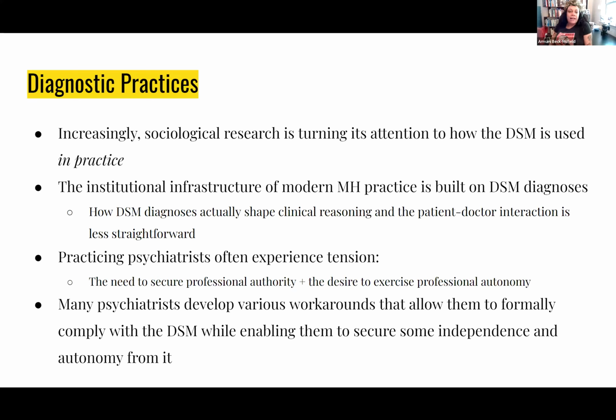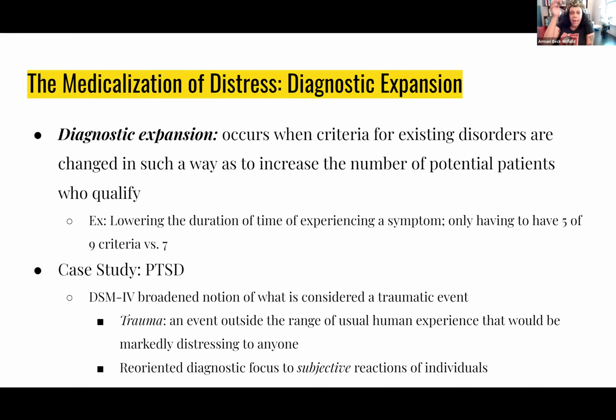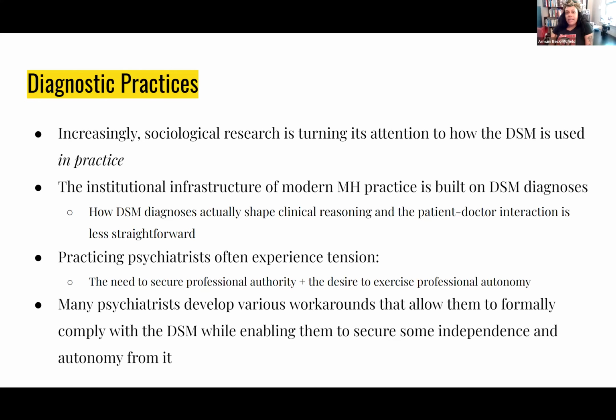So then, diagnostic practices. Increasingly, social research is turning its attention to how the DSM is used. We talked about medicalization, that macro level social impact. Now we can think about diagnostic practices. How did this medicalization impact the actual diagnostic relationship between psychiatrist and patient? This institutional infrastructure of mental health is based on DSM diagnoses, but how the DSM shapes these relationships is less straightforward.